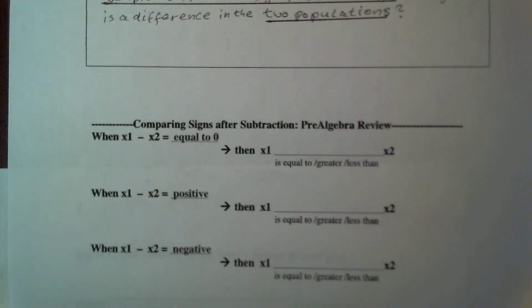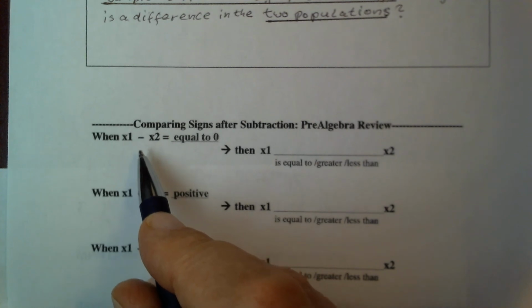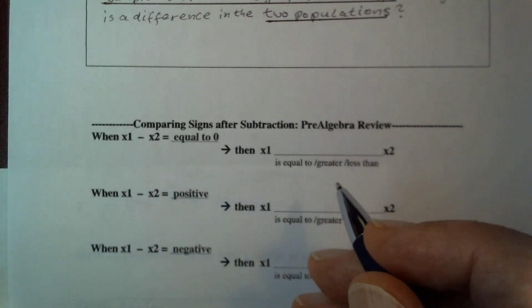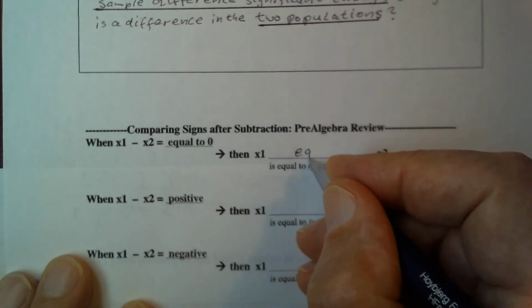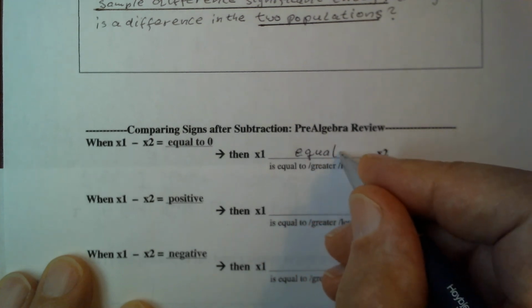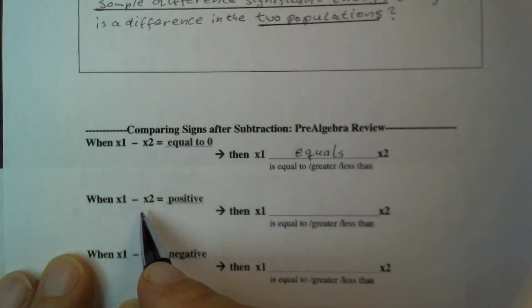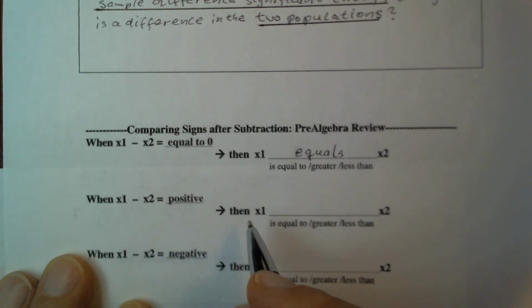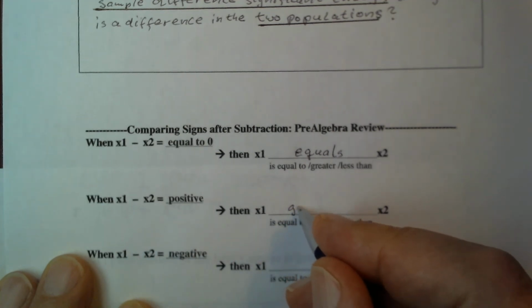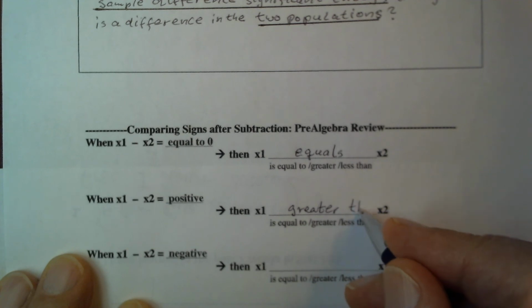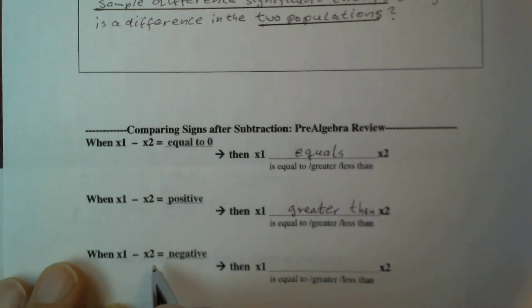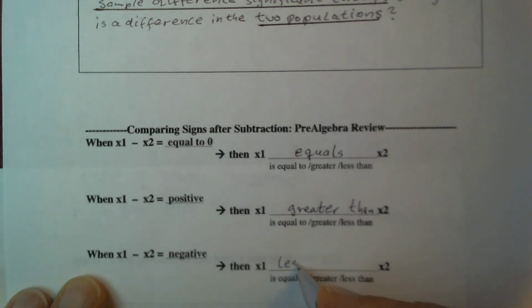Here's a brief algebra review that we need later on. When x1 minus x2 is equal to 0, then x1 equals x2. When the difference between x1 and x2 is positive, then x1 is greater than x2. And when x1 minus x2 is negative, then x1 is less than x2.